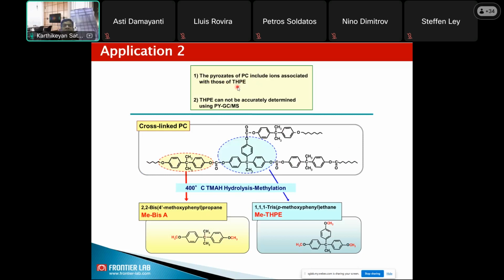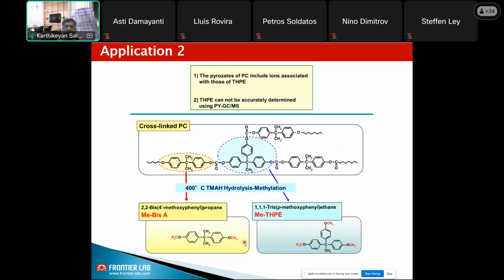That means we cannot accurately determine the THPE content. So in this case, reactive pyrolysis can provide more precise information. When you conduct reactive pyrolysis of this cross-linked polycarbonate with TMAH, it undergoes hydrolysis and methylation, which provides a methylated compound for bisphenol A as well as THPE.